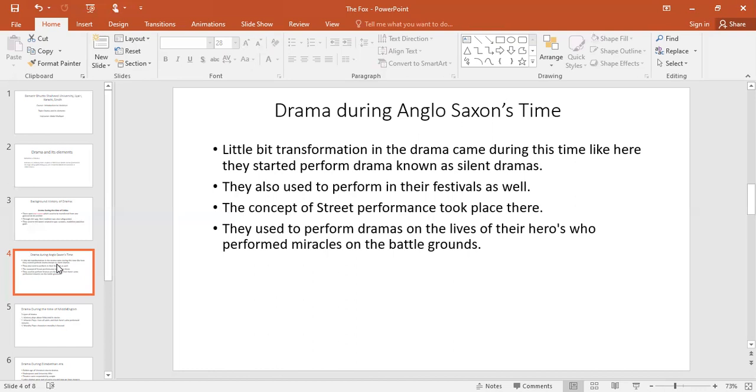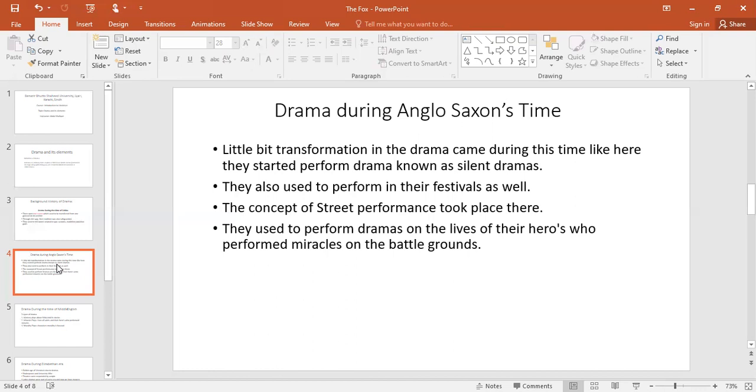You would see, beta, that just as he performed a miracle on the battleground, in the silent drama they used to come with costumes, with swords in their hands, and in that way they used to portray a silent message: how brave he was, how he performed miracles, and how he killed enemies, and in this way his side won the battle.